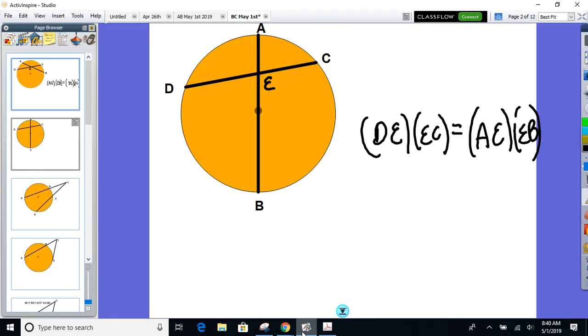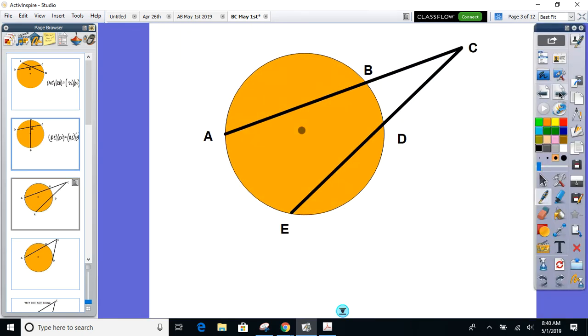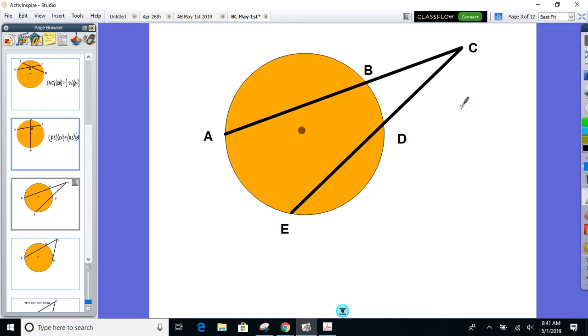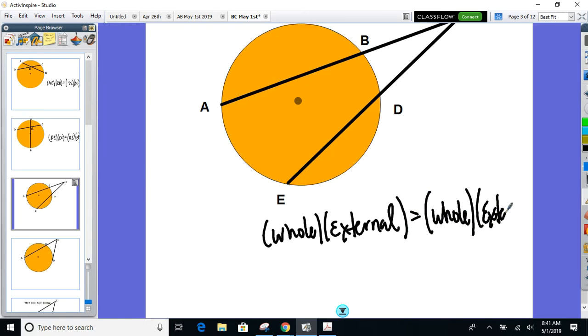Yesterday we moved away from chords and went to secants and tangents. So here's an example. What are these up here? Secants, okay? We'll review for Friday's quiz, but hopefully you can find angle C if you needed to. You subtract the two arcs and divide by 2, but I'm not concerned about that. What did we have yesterday on the video as far as the lengths? I gave you guys a little saying, whole times external equals whole times external. And external meaning the outside part.